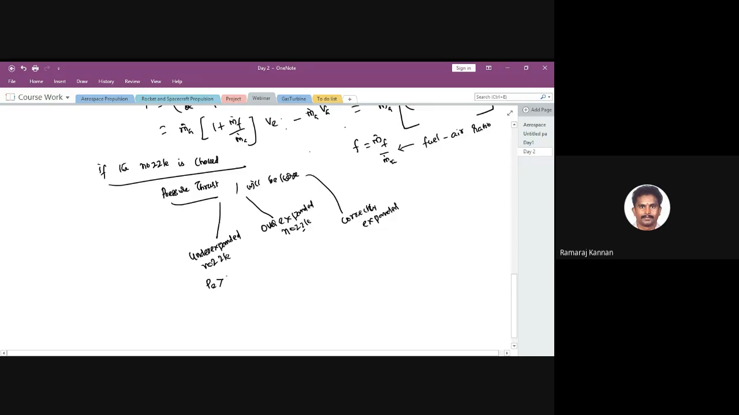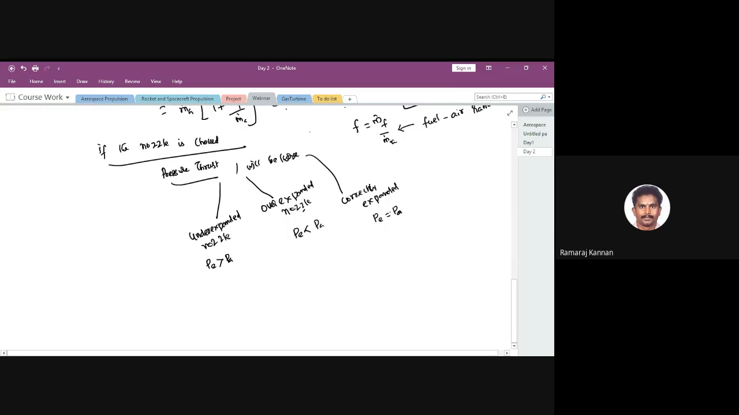If your PE is going to be greater than PA, then the flow is going to be an under expanded flow through the nozzle, so we call that nozzle an under expanded nozzle. Here your PE is going to be less than PA in the case of an over expanded nozzle. In the case of a correctly expanded nozzle, your PE is equal to PA, which means the pressure thrust is going to be 0 in this case also. Here it's a positive thrust.